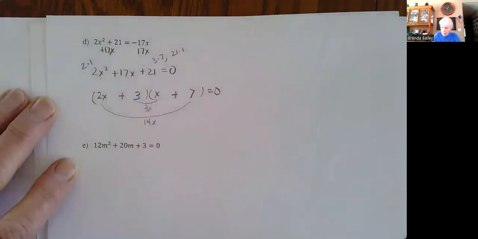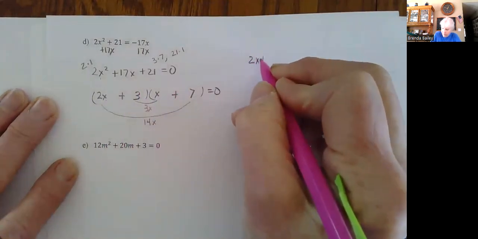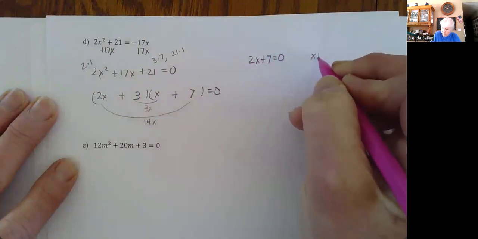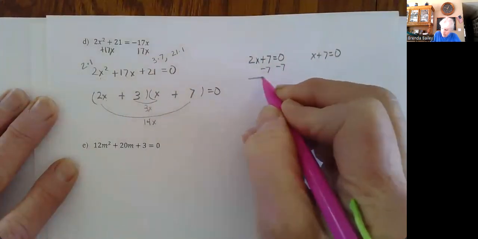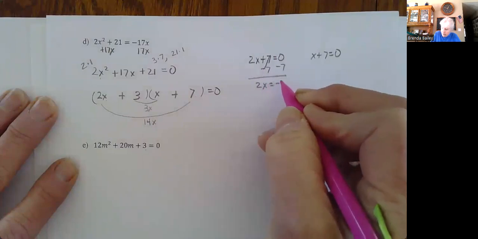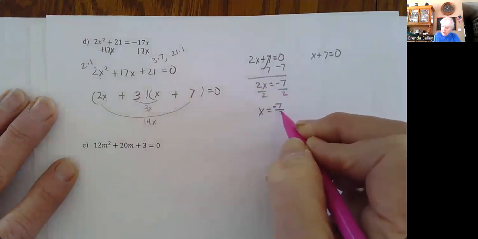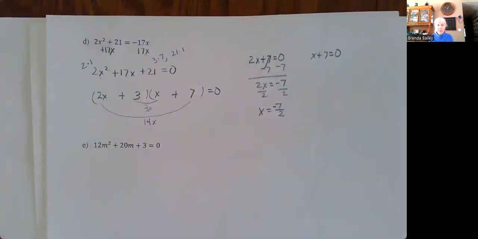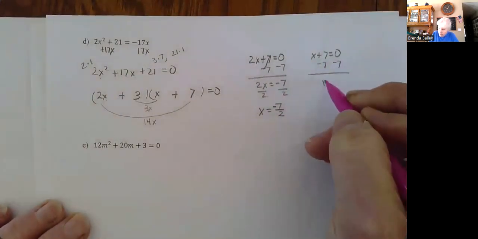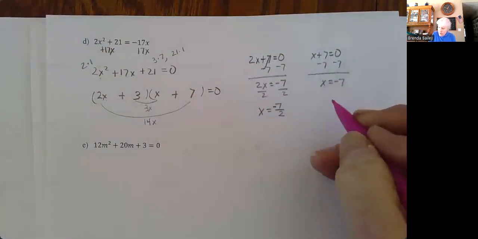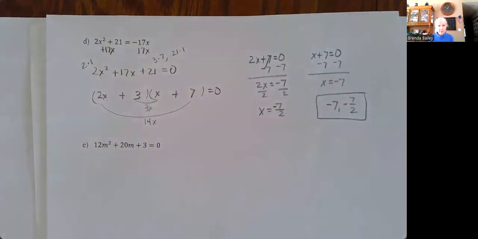All right, so knowing that, we have 2 solutions. Either the first parentheses is 0, or the second parenthesis is 0. And you solve them. Divide by 2. Oops, negative. Negative 7 halves. Not too bad. And then the other one, x equals negative 7. So your 2 solutions are negative 7 and negative 7 halves.